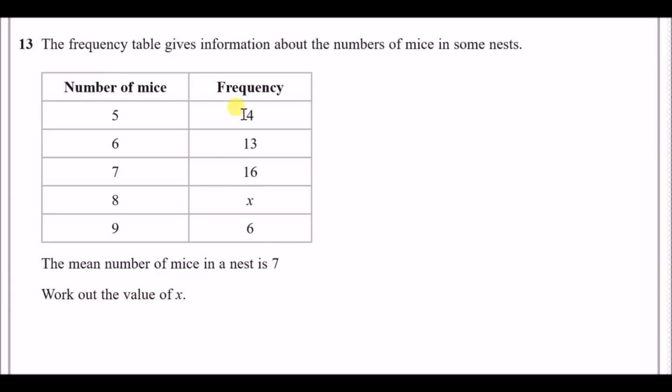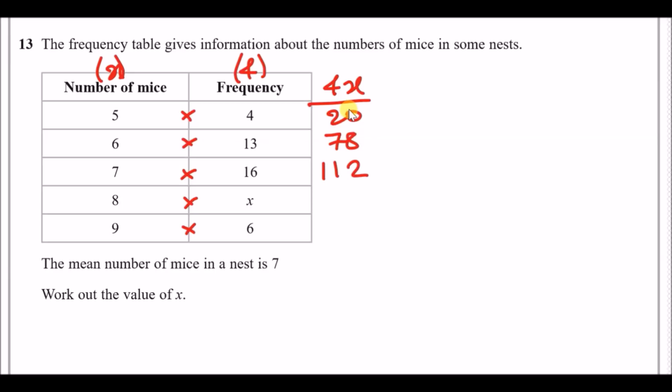The best way to do this is to firstly go through the mean procedure. To calculate the mean, we need to make a new column called fx, where f is the frequency and x is the number of mice. So fx is essentially f times x. We're going to multiply all of these. 5 times 4 is 20, and 6 times 13 is 78. The next one is 112. 8 times x, 8x. 9 times 6, 54.